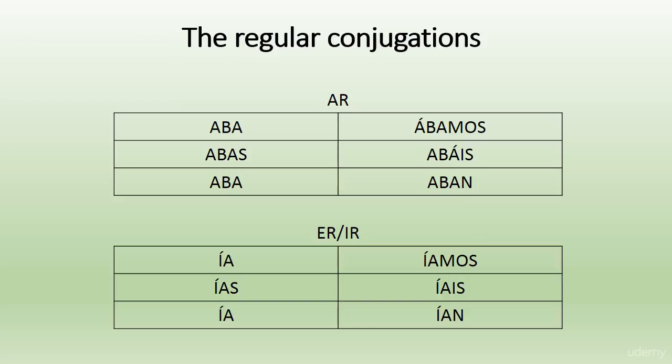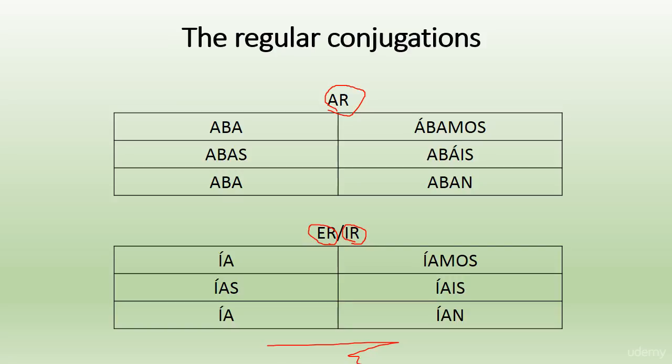So let's begin by taking a look at regular conjugations in the imperfect tense. So here we have the conjugations for the AR verbs, ER verbs, and IR verbs. Right away, what you're probably noticing is that the ER verbs and the IR verbs have the exact same conjugations, which makes it easier on you.